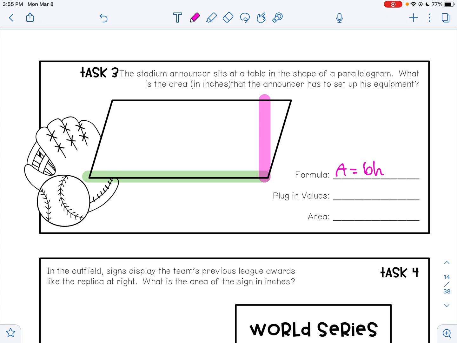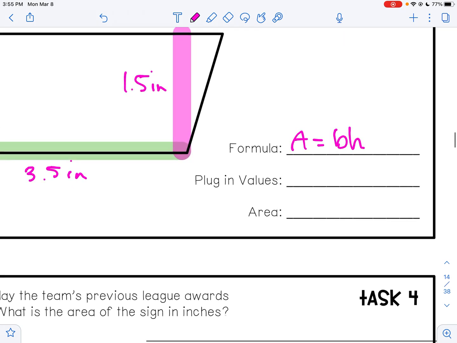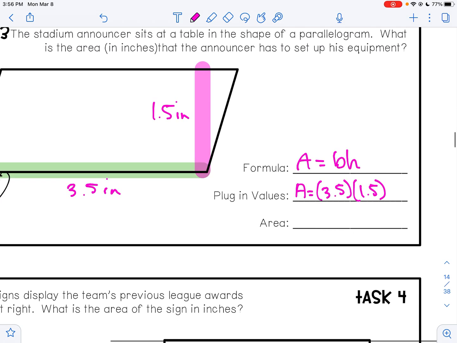All right, hopefully you're back. When I measured, I got 3.5 inches for my base, and I got 1.5 inches for my height. If you didn't get that, go ahead and go back and measure that. Alrighty, let's plug in our values. So I have area equals B, so 3.5, and H, 1.5. So what I would like for you to do is pause and solve, and then come on back and check your answer.